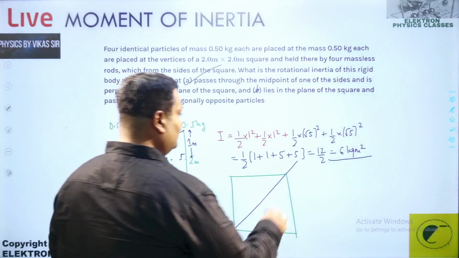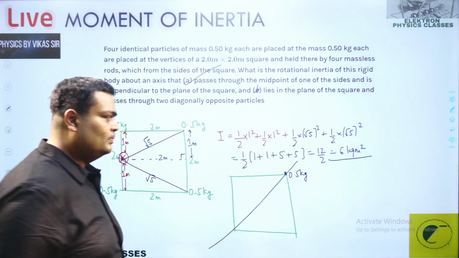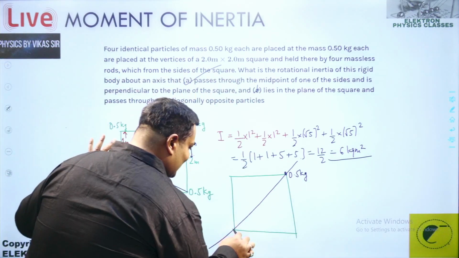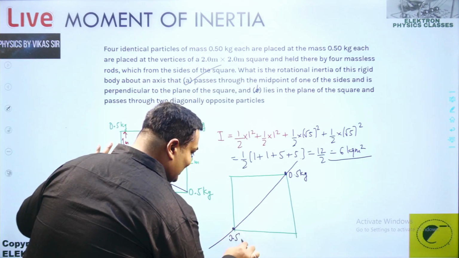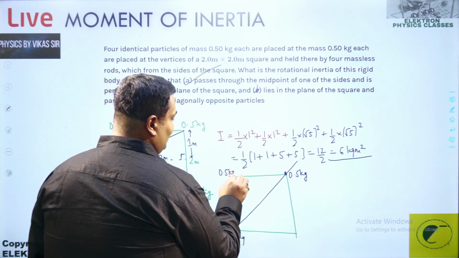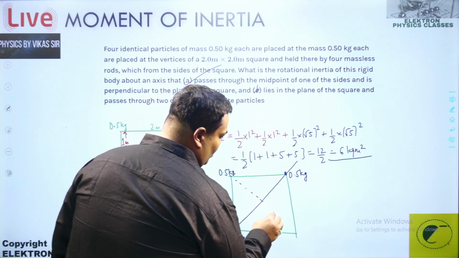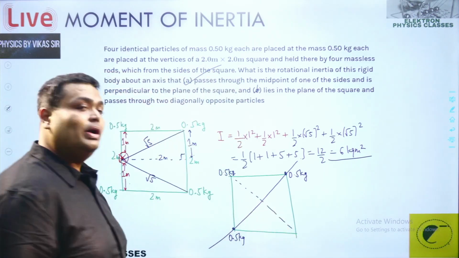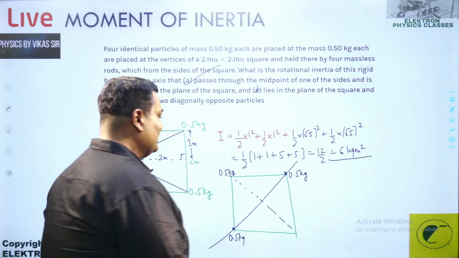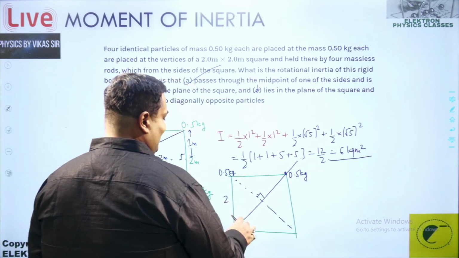So this particle is not free to rotate because it lies on the axis, so no freedom to rotate. This particle again lies on the axis, so no freedom to rotate. While this particle has a definite freedom. How much? The perpendicular distance. And what is that? Oh, it's a square, and the diagonals of the square intersect at 90. So what will be this distance? This side is how much? 2.